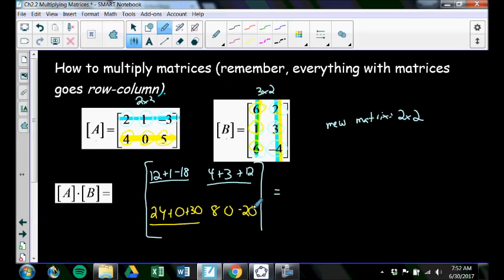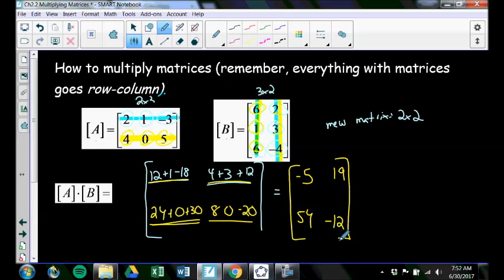Now I'm going to add up all these numbers. So my top left cell is 12 plus 1 is 13, minus 18 is negative 5. My top right cell is 4 plus 3 is 7, plus 12 is 19. That was this one here. Bottom left is going to be 54. Bottom right is negative 12. There is my multiplied matrix. Matrix A times matrix B, row onto column.